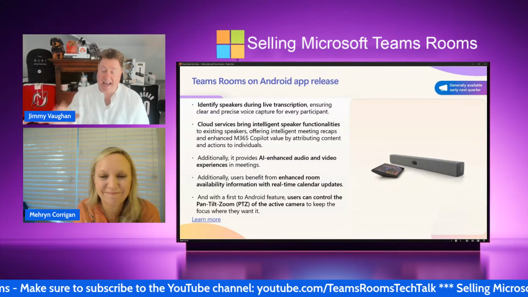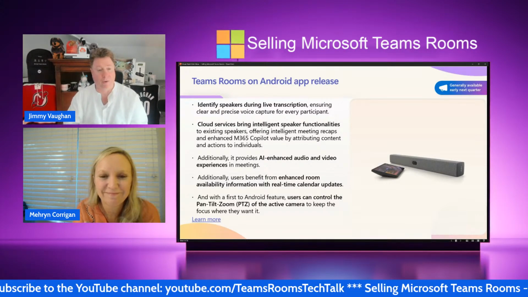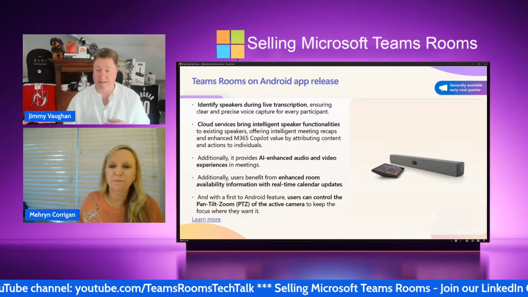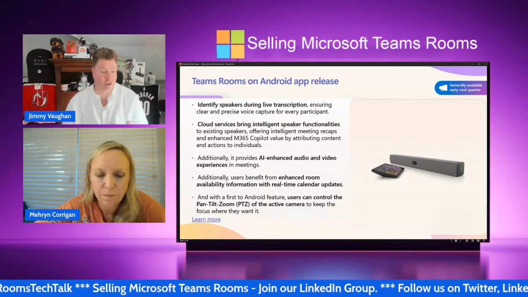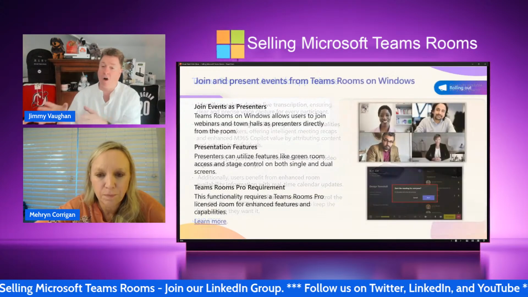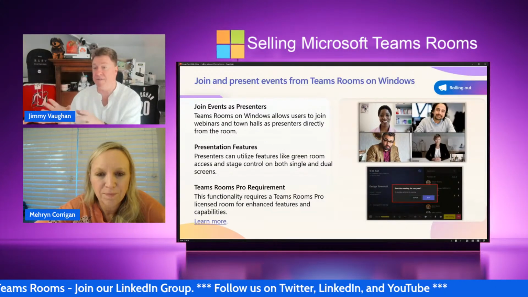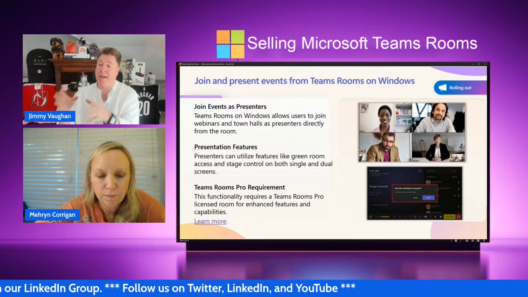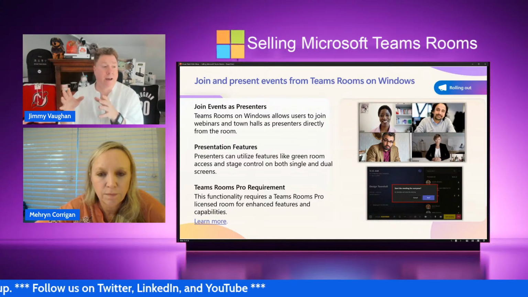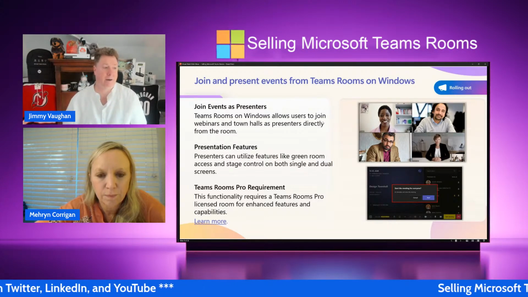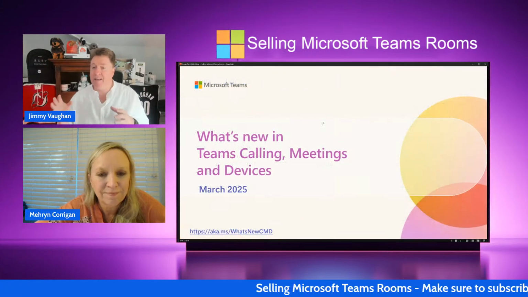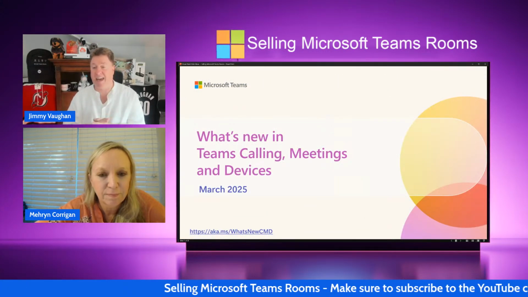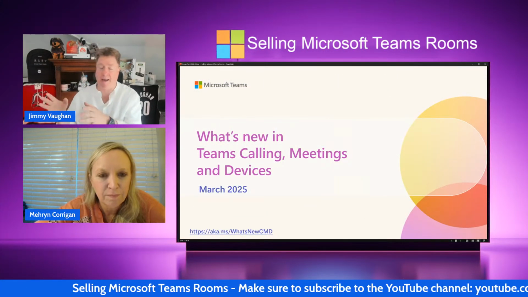There's also an app release for Android, Marin. Our devices on Android continue to grow at an incredible rate, and those updates continue to come out, including user control of pan, tilt, and zoom at the active camera. Also, Teams Rooms on Windows now have the functionality of being able to present for events as presenters and presentation features. All of that and more is new in what's new in CMD for March. That just came out, I think, last week.